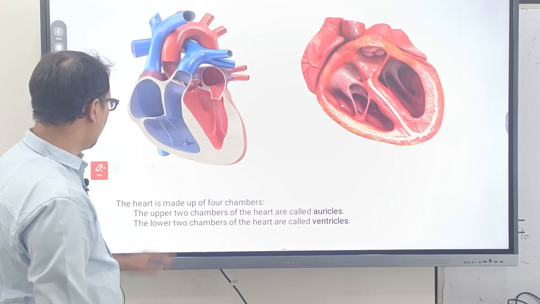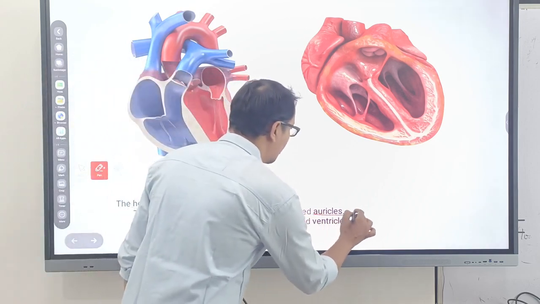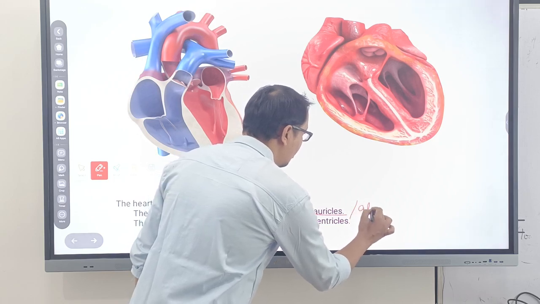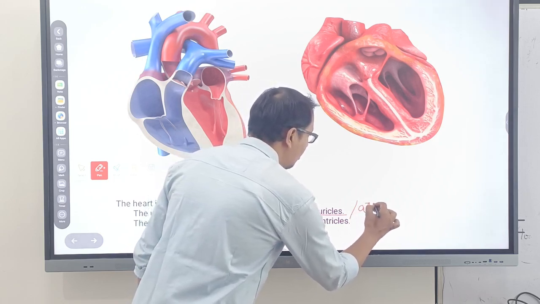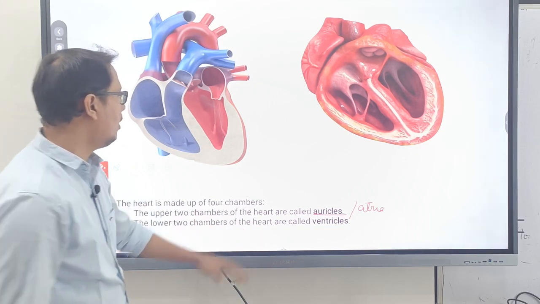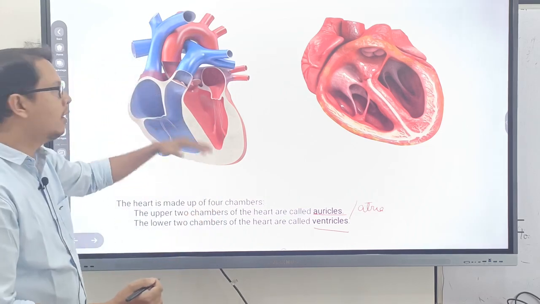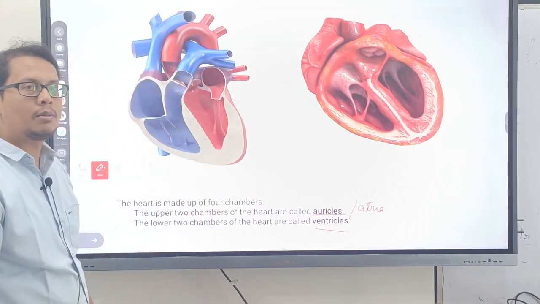It is already said that the upper 2 chambers of the heart are called auricles or atriums. It's also known as atrium or atria. Atria is a plural form. And the lower 2 chambers of the heart are called ventricles. The lower portion is called the ventricle, and the upper portion is called the atrium.